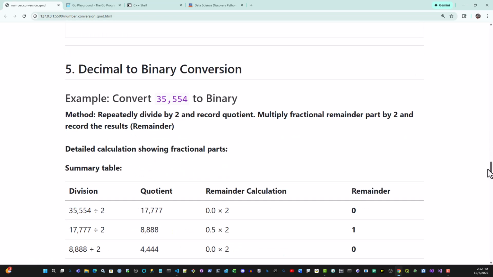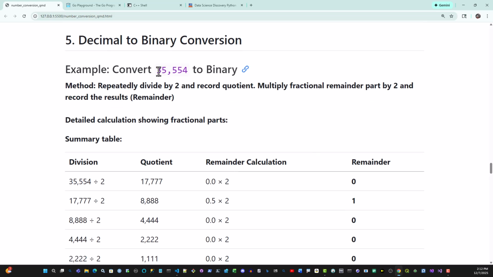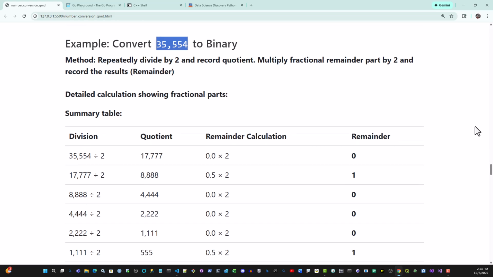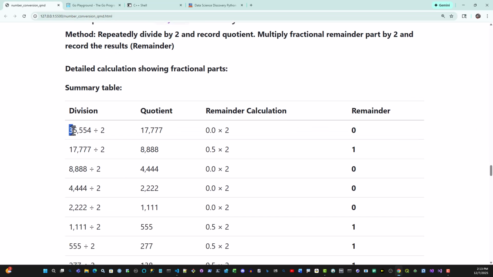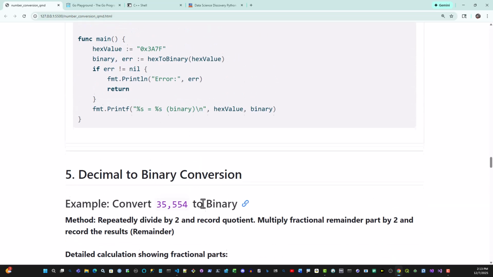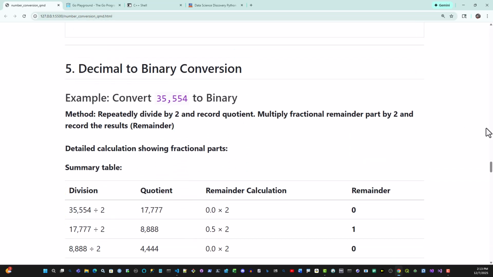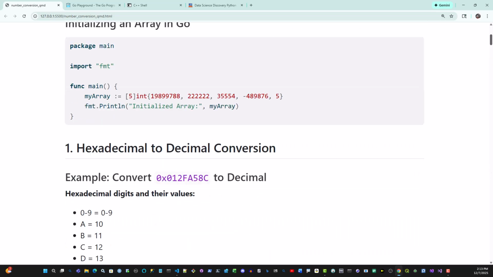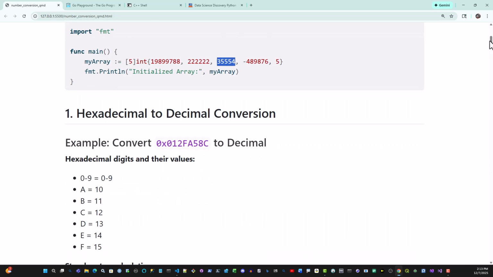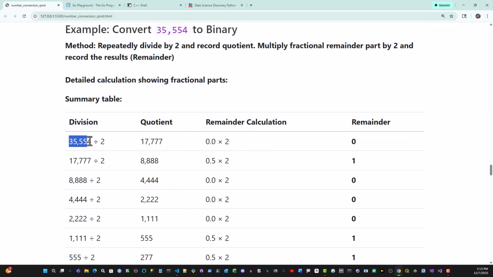Down here is decimal to binary. So you're starting with a decimal. And to bring it to binary, you do something similar to what we did before. Dividing by 16 and then multiplying the fractional portion by 16 to get the remainder. Here we do it by 2. So you start with a number that is your decimal number, 35554, which is a number from our array up here, which is the third one here. So if you look down here now, the number divided by 2 gives this 0.0. So that's the remainder. That's the fractional portion.